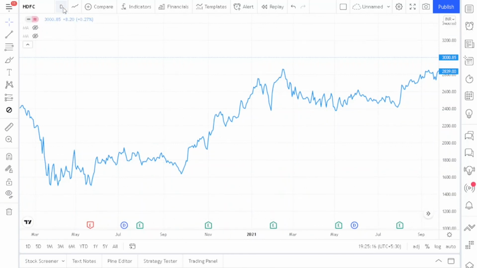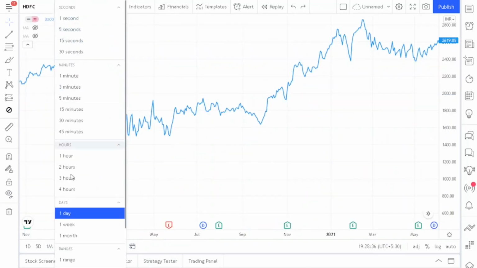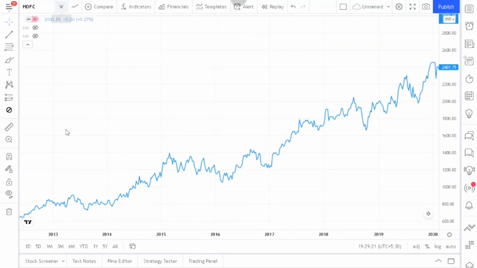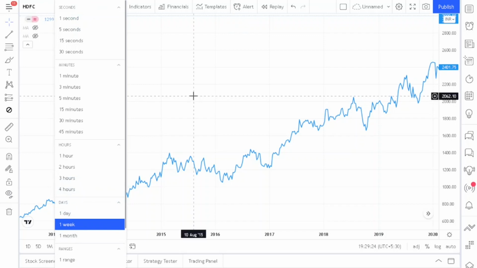When I use this daily chart, I am able to see like 8 to 10 months of data. If I switch from daily to weekly, then you can see that I am able to look at data from 2013 to 2019. That means 7 years of data because of this weekly chart, and this is the primary trend. 7 years is a lot of time, and as you can see in this chart, there is clearly an uptrend, right? So this is the primary trend of the market.